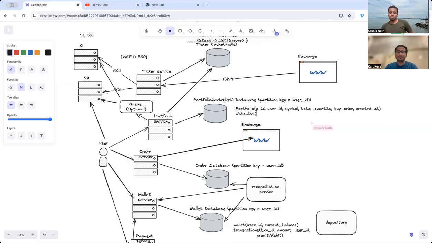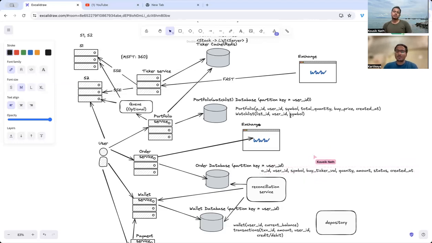And maybe some internal status, like what was the status of the order, was it actually settled, or was it discarded by the exchange or anything like that. So order state will also be there. So: order ID, user, symbol, buy ticker value, quantity, amount, created at, and maybe status. Something similar will be there. Anything you want to add here?